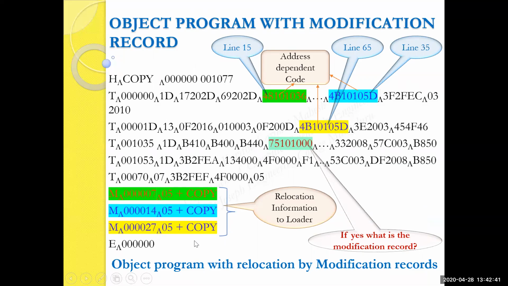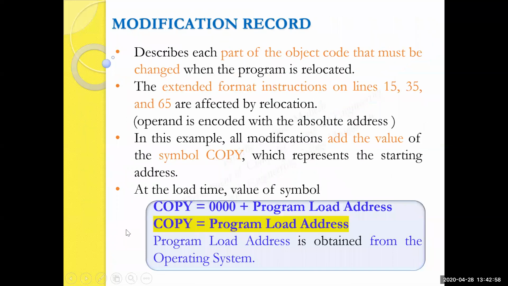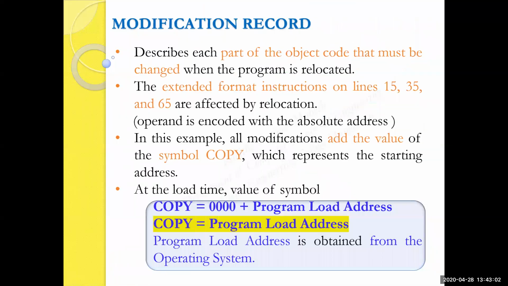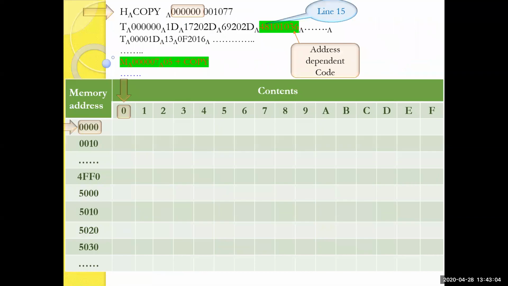I repeat this again. To do the modification, we need to add the actual program load address to the field whose address has been indicated here. So with this explanation, we'll now see how a relocatable loader works in loading this relocatable program into memory.